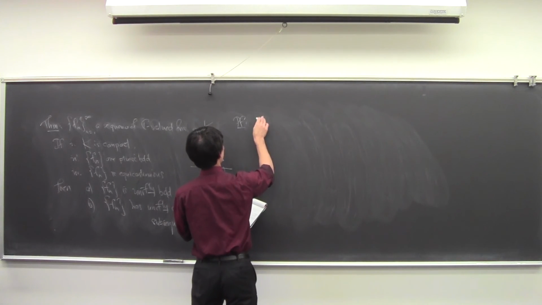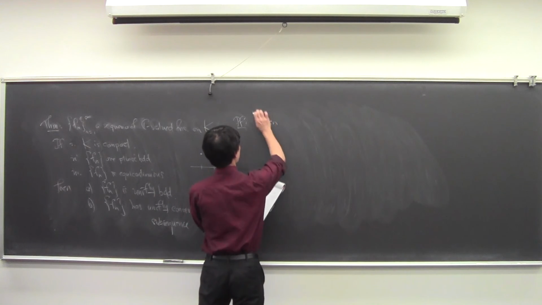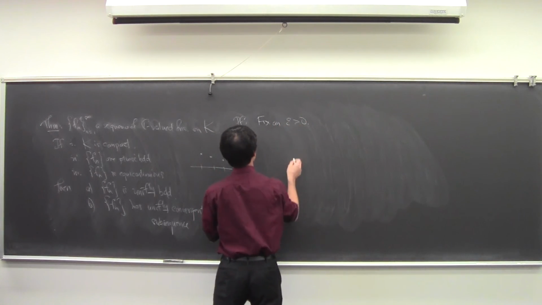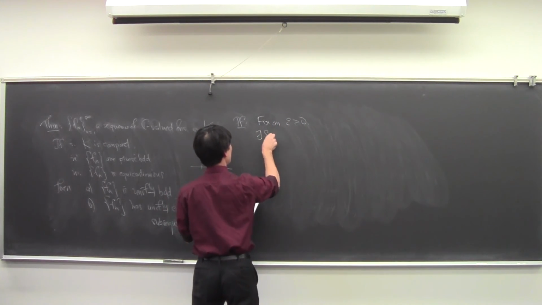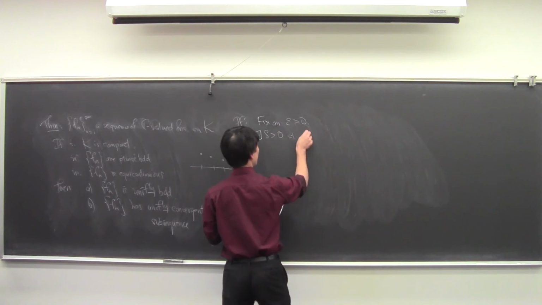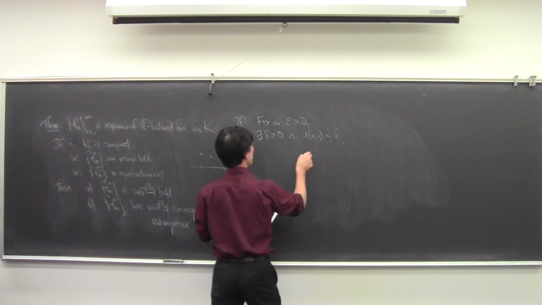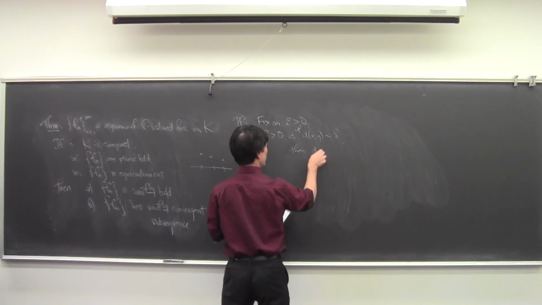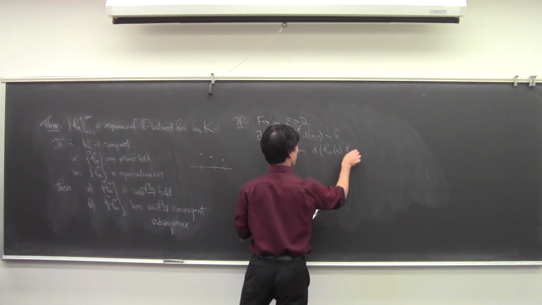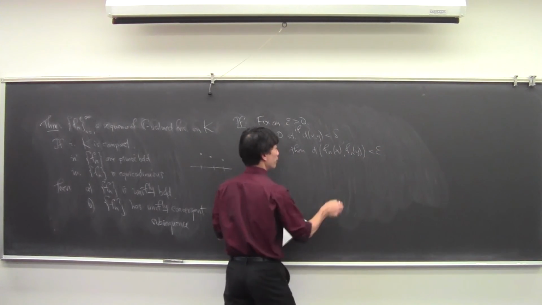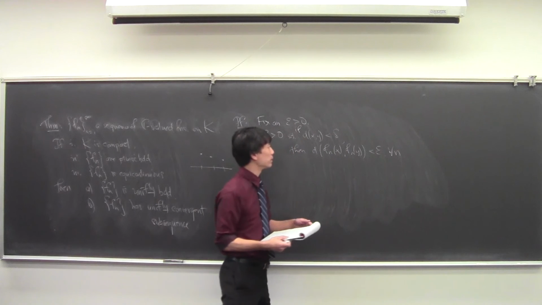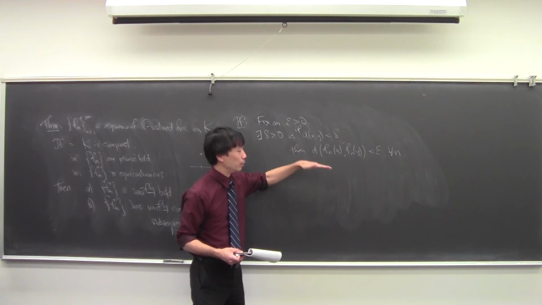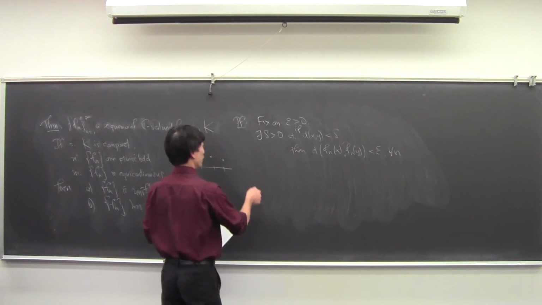By equicontinuity, we know that given any epsilon, so fix an epsilon, there exists some delta such that whenever two points are within delta of each other, then the distance between f sub n of x and f sub n of y is smaller than epsilon for all n, like for all the functions, right? So it's equicontinuous, right? We can control the variation of all the functions.